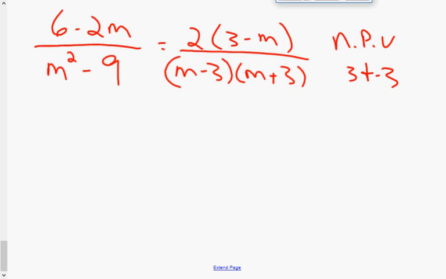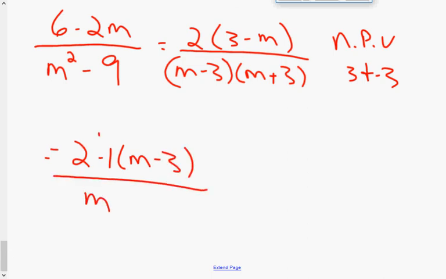Now, m minus 3, 3 minus m. Oh, so close. What do we do? Remember, you switch it. If you switch it, what happens? What do you put out front? A negative 1. Excellent. That's all you got to do. So it becomes 2 times negative 1 times m minus 3. I'll put another bracket there just so.